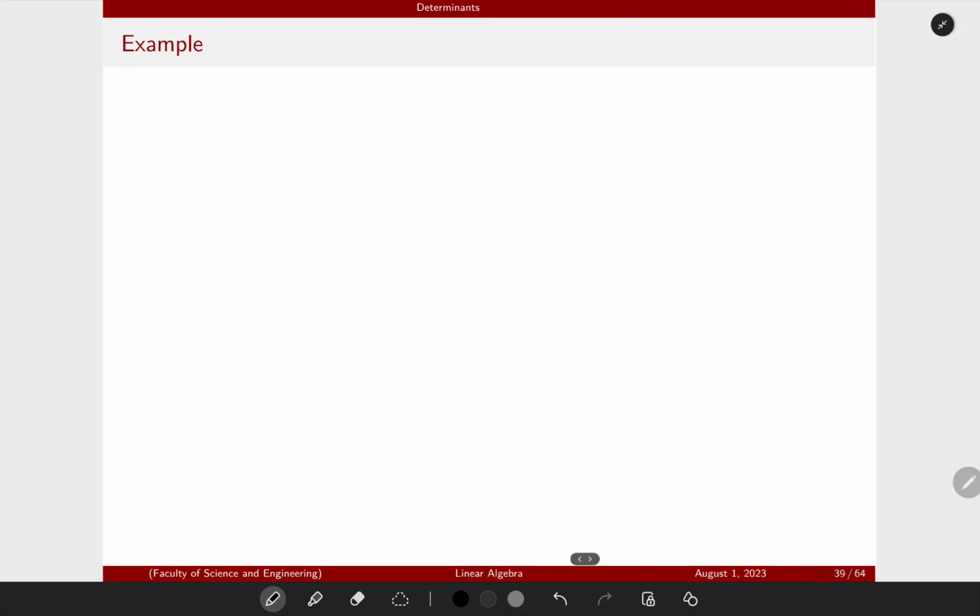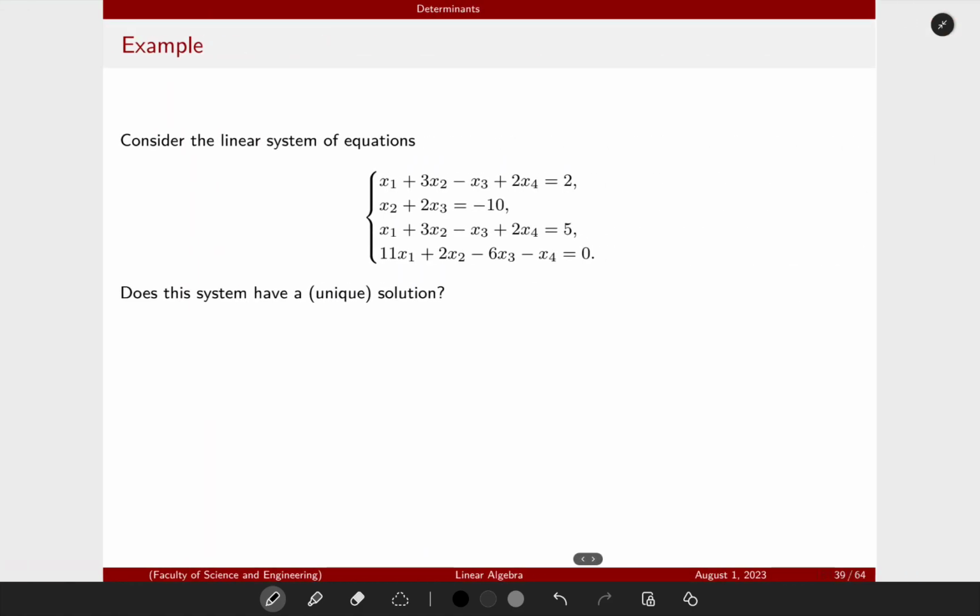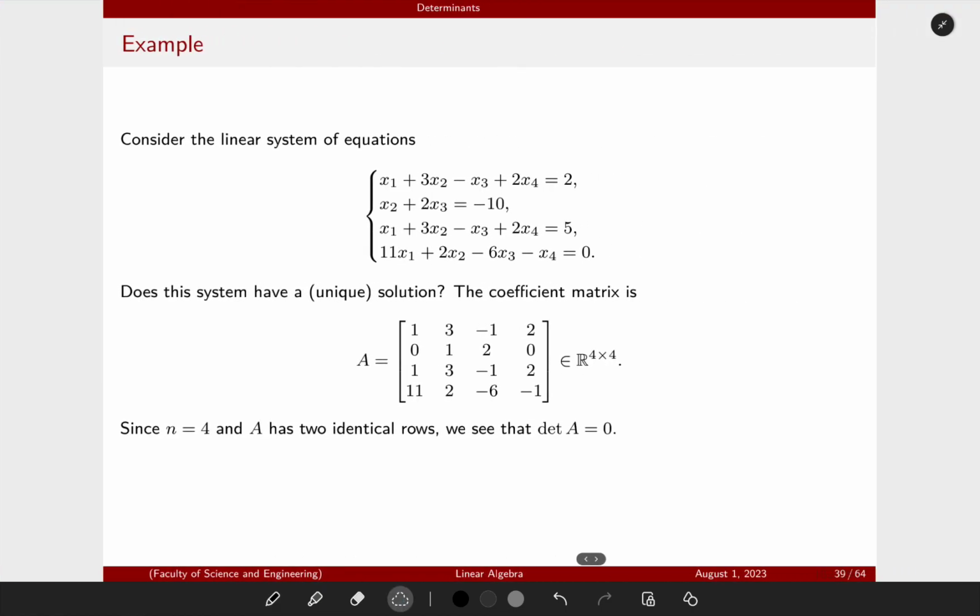So let's look at an example of this. We have this linear system, and we want to know if it has a unique solution. So what we do is we write down its coefficient matrix A, and since it is a 4x4 matrix, n is greater than or equal to 2, and A has 2 identical rows, so that is this one and this one. So by the previous theorem, we see that A has a 0 determinant.